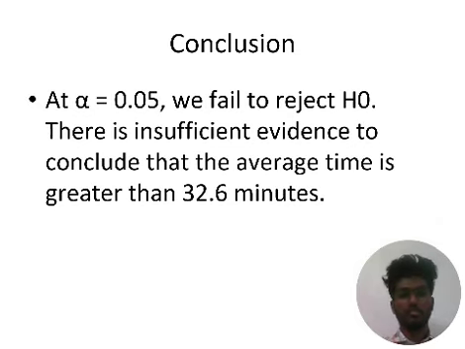Here is the conclusion. At alpha equals 0.05, we fail to reject H naught. There is insufficient evidence to conclude that the average time is greater than 32.6. Here we can identify the above solution.